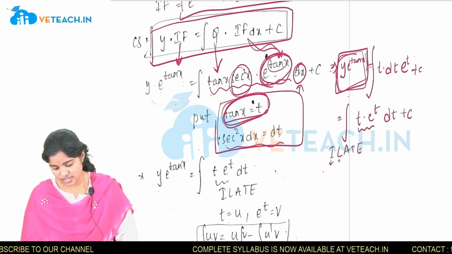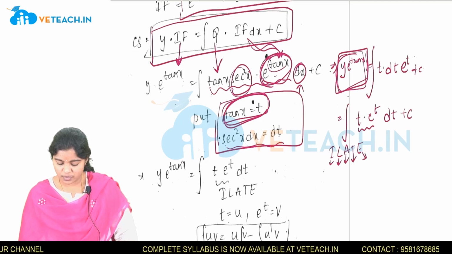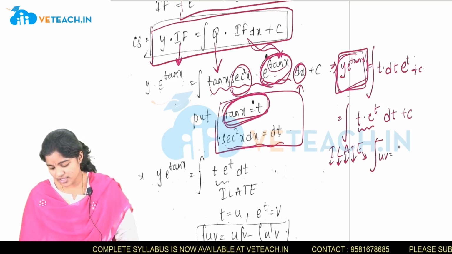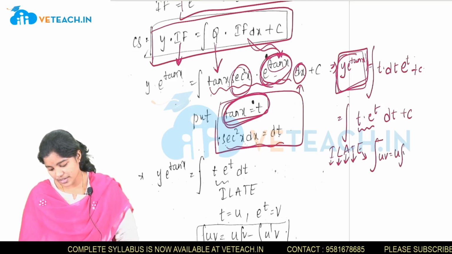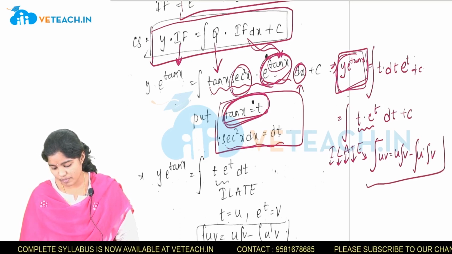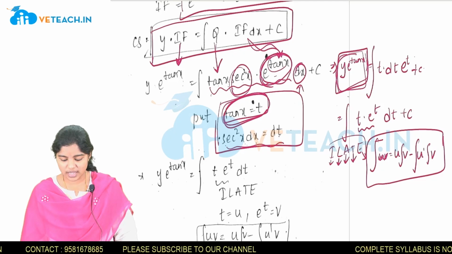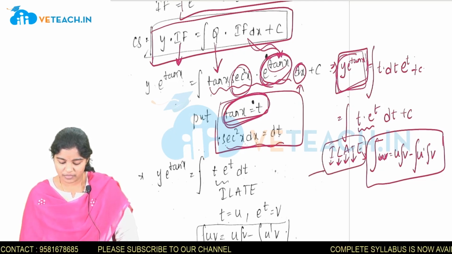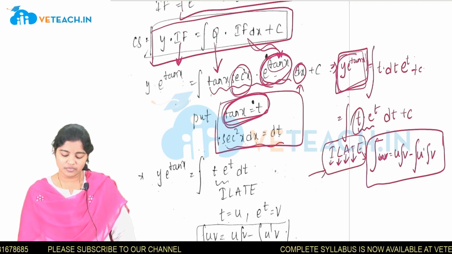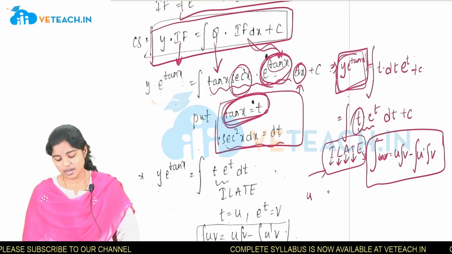ILATE means inverse, logarithmic, algebraic, trigonometric and exponential. The formula is integration of u into v equals u into integration of v minus integration of u dash into integration of v. What will be u and what will be v? How to find out? By using ILATE. The u will be from this order. The first term in this order becomes u, and the next term will become v.